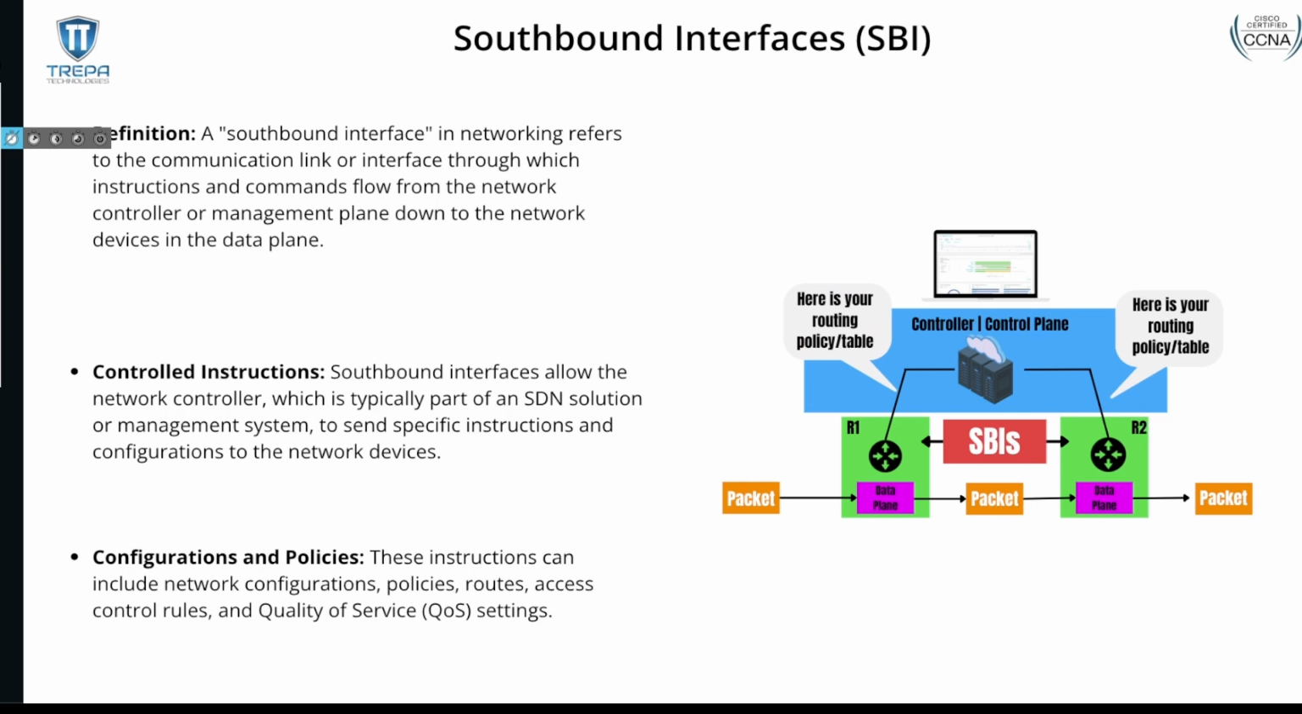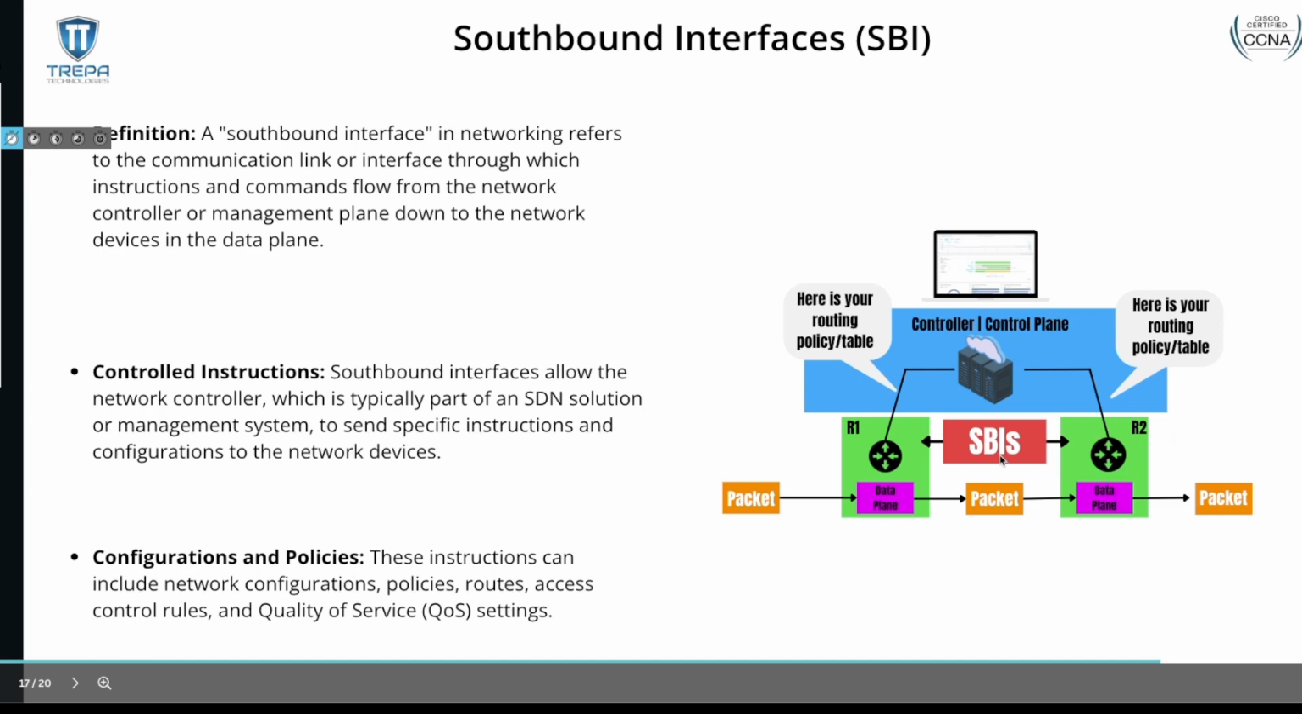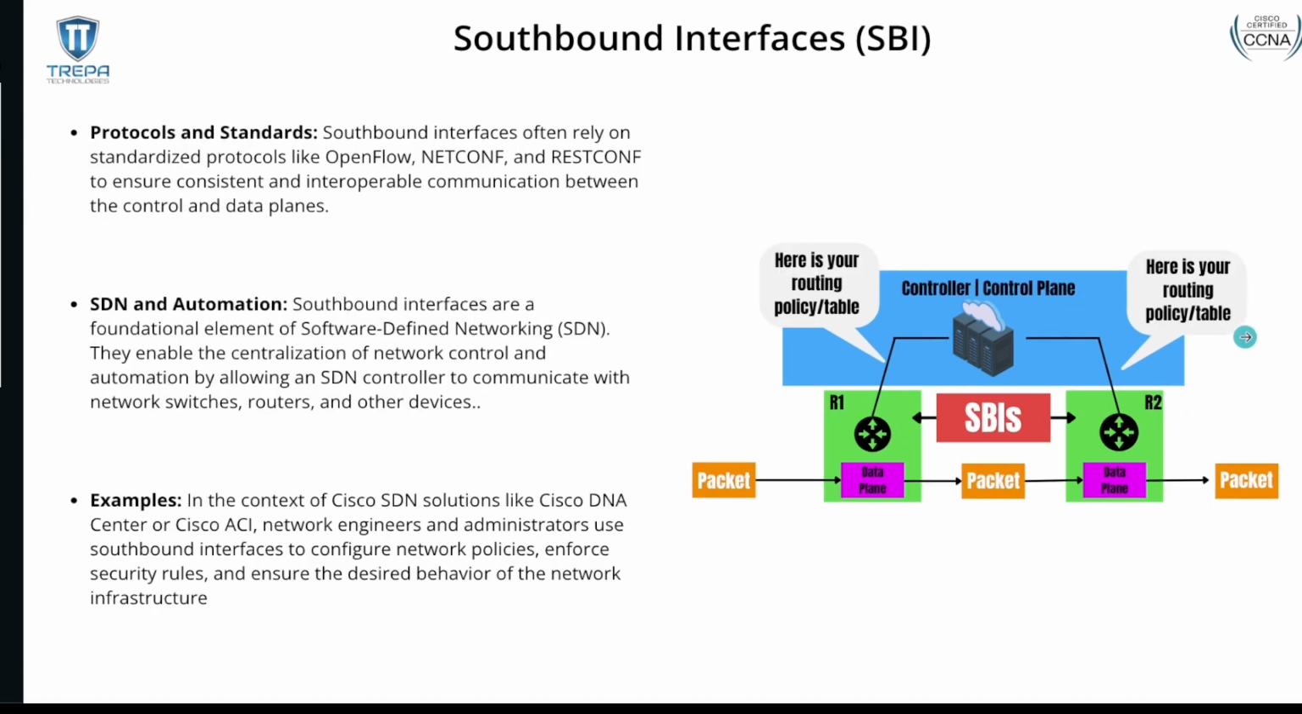Functionally, southbound APIs allow the network controller, which is typically part of the SDN solution or management system, to send specific instructions and configurations to the network devices. They also send configurations and policies. These instructions can include network configurations, policies, routes, ACLs, and quality of service settings. They also allow you to program network devices. Essentially, southbound interfaces are the means by which network admins and SDN controllers program and configure the behavior of the network and our fabric underlay, our actual infrastructure.